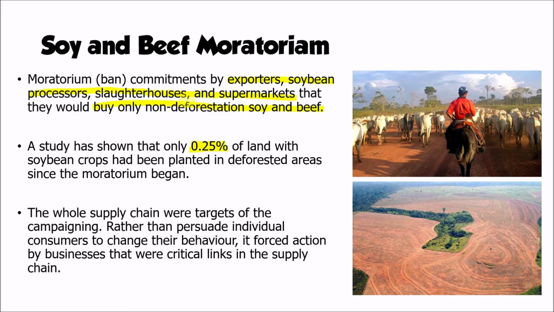And the campaigns, particularly the zero deforestation movement, targeted the whole supply chain. They didn't just look at one of these groups. They didn't just look at the exporters or the supermarkets. They looked at every single stage within that supply chain. So the farmers and the processors and the wholesalers, and even the banks funding some of those organisations. And their focus, rather than persuading individual people to change their behaviour, was really on the actions of those businesses that were absolutely critical in the supply chain.